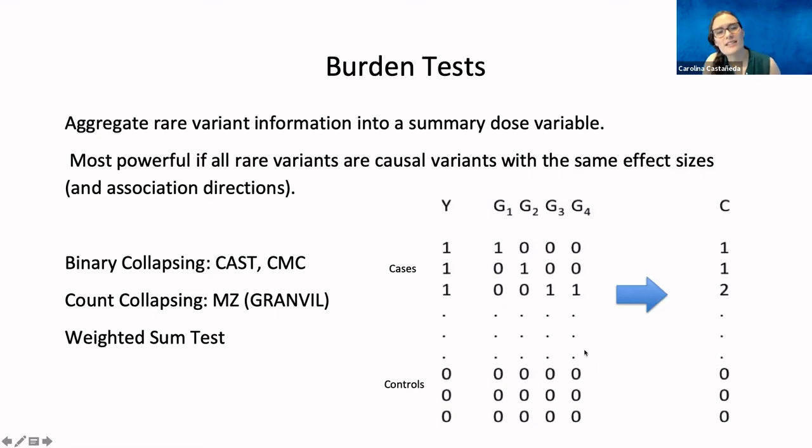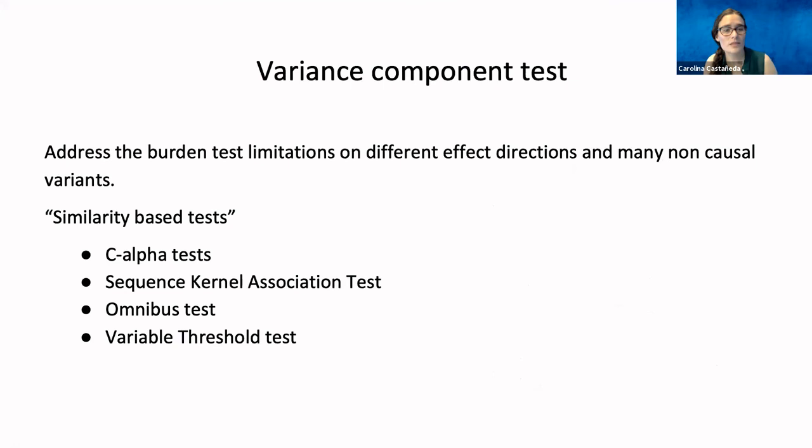But at last, it's not one variant that's causing the disease, it's the two of them, right? At least in your population that's causing the disease. So the variance component test addressed this problem, by modeling distributions or modeling different descriptive statistics from cases and controls in any specific region. And there are several other algorithms that do work with these variance component tests, like the C-alpha test, the sequence kernel association test, and the omnibus test, and the variable threshold test.